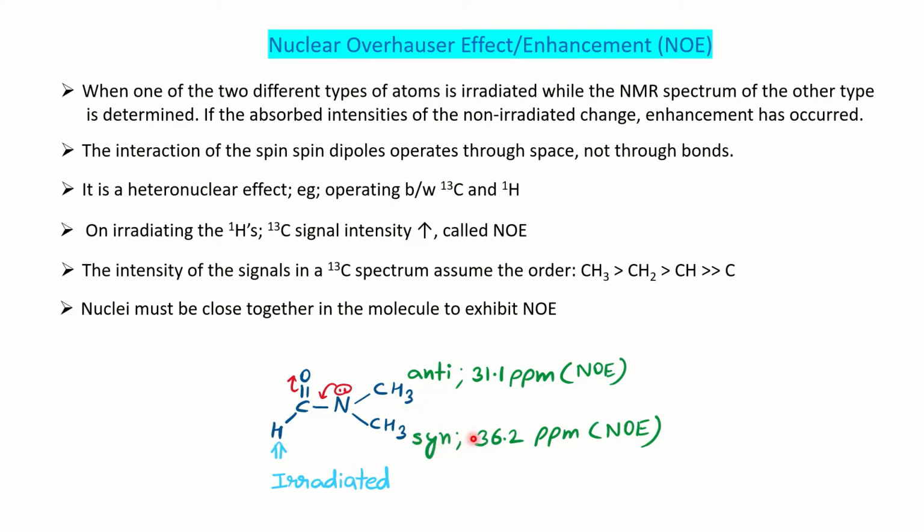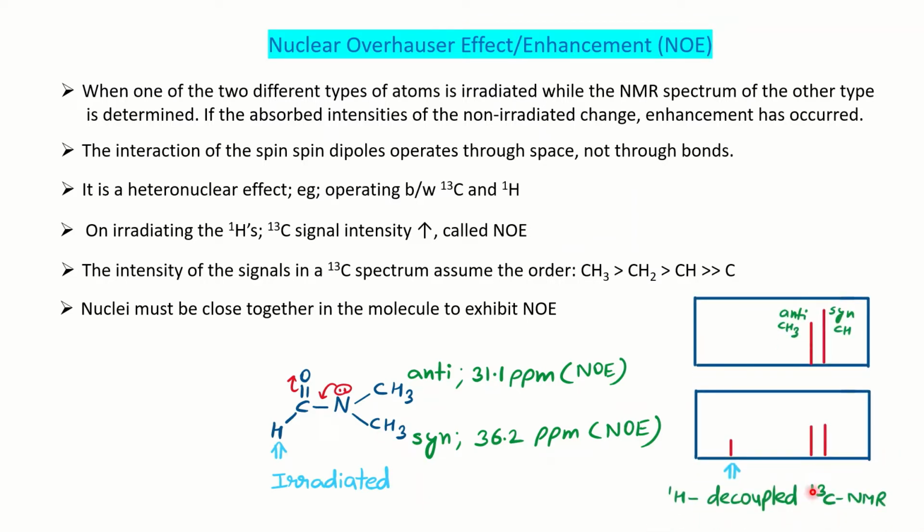Therefore, the intensity of the NOE for the syn methyl will be higher, and so you can assign that this particular methyl group is syn to the aldehydic hydrogen. And you can see the spectrum as well. Now you have three peaks: two for the methyls, one for the aldehydic hydrogen here.